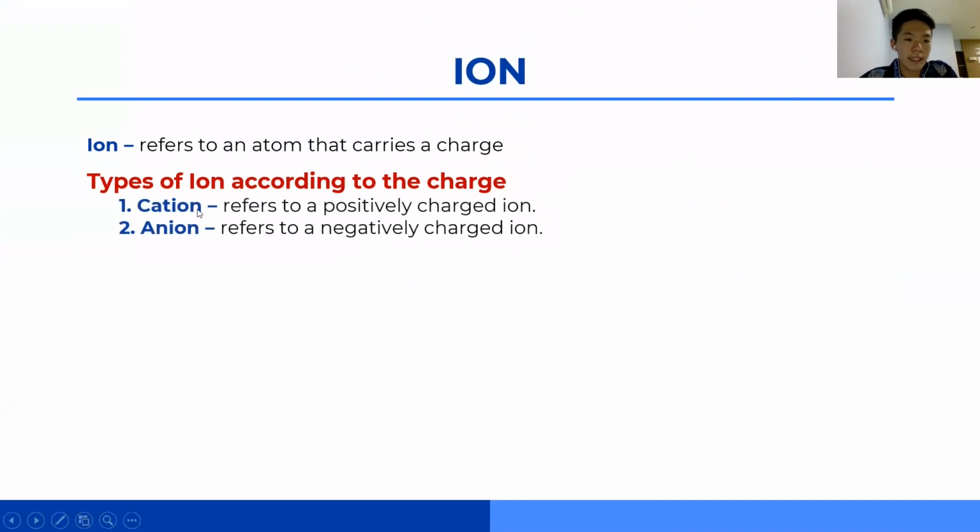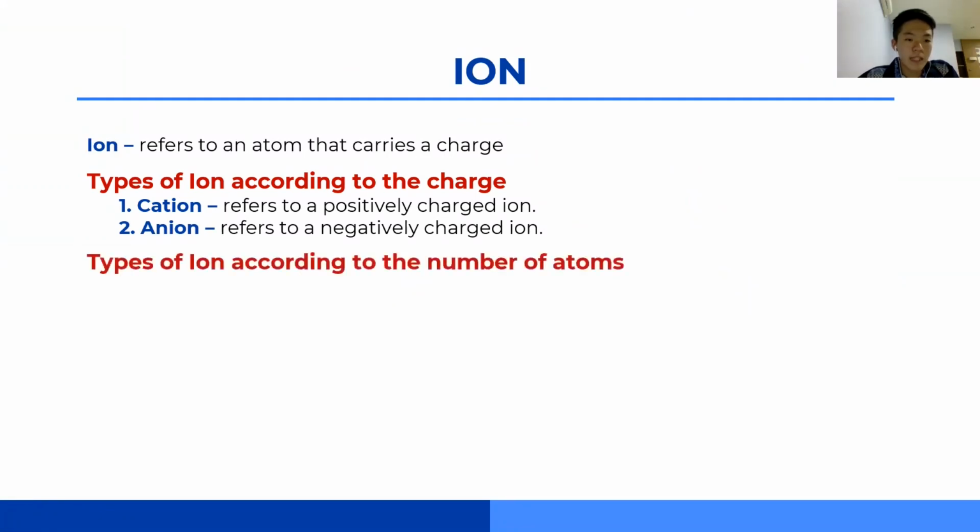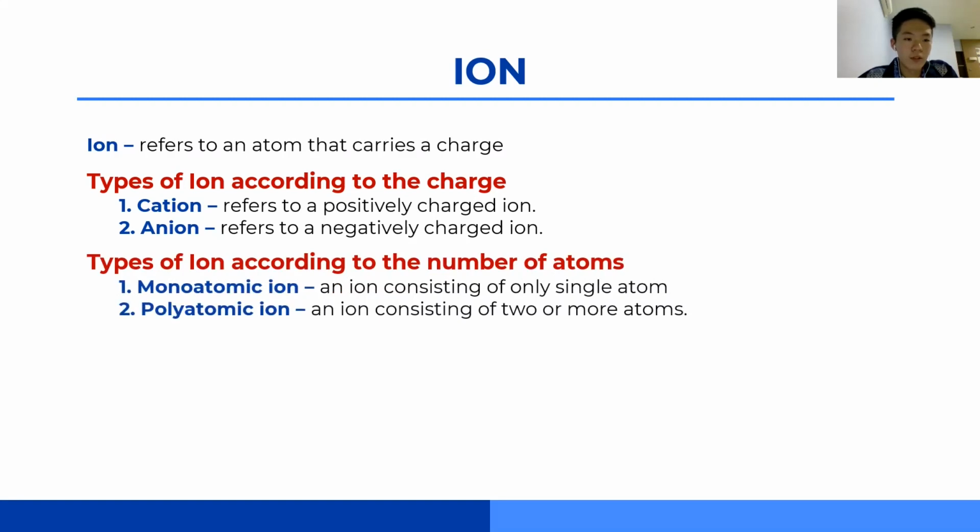The first one is cation. A cation refers to a positively charged ion, and an anion refers to a negatively charged ion. And for the second type, types of ions according to the number of atoms. They are monatomic ion and polyatomic ion. A monatomic ion is an ion consisting of only a single atom, while a polyatomic ion is an ion consisting of two or more atoms. So we'll look at these examples.